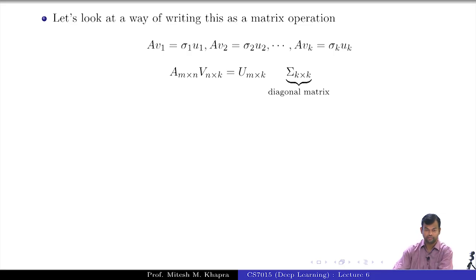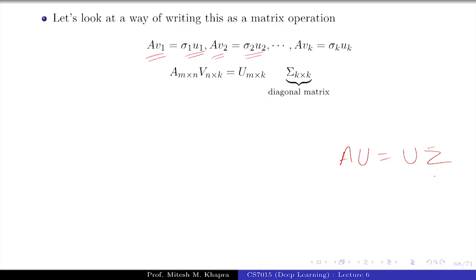So let's look at a different way of writing this. You have AV1 equal to sigma 1 U1, AV2 equal to sigma 2 U2. So I can again do the same trick: I put all the V's into one matrix where the Vi's are the columns, and I put all the U's into another matrix where the Ui's are the columns. Is that fine? Everyone okay so far? Then I can write it as this matrix operation, the same thing that we did when we were doing eigenvalue decomposition. There we had written it as A U equal to U sigma, because there we had the condition that Ax equals lambda x.